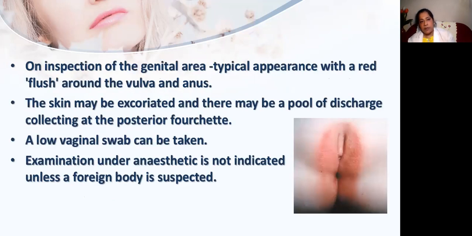On inspection in such cases of vulvovaginitis, there's a typical appearance of a red flush around the vulva and anus, as you can see in this picture. The skin may be excoriated and there may be a pool of discharge, especially in the posterior portion. A low vaginal swab needs to be taken. In some cases in which they do not respond to initial treatment and a foreign body is suspected, examination under anesthesia is always indicated.